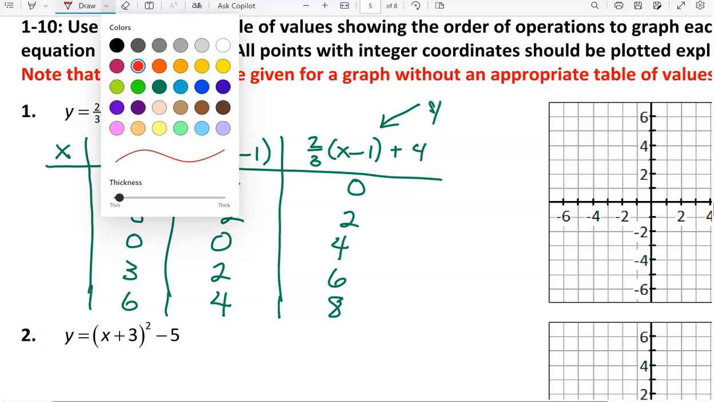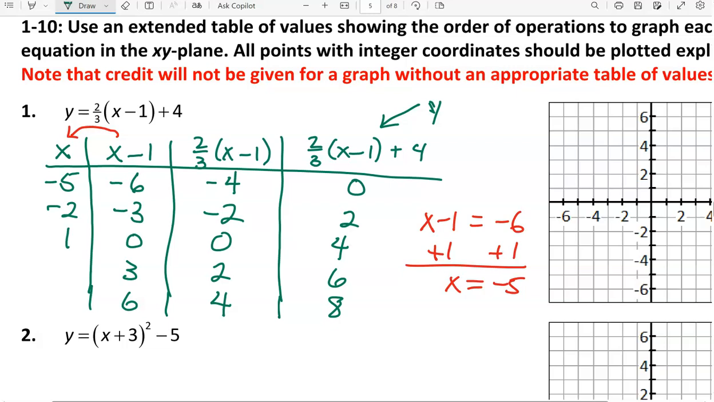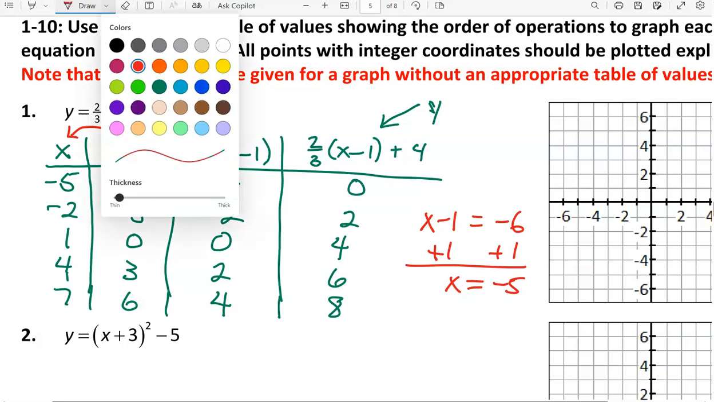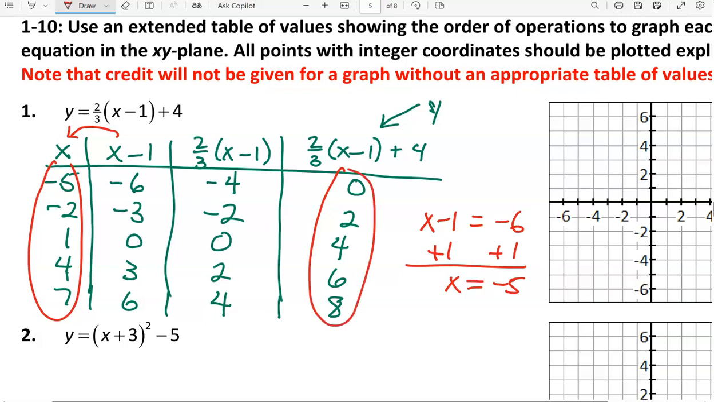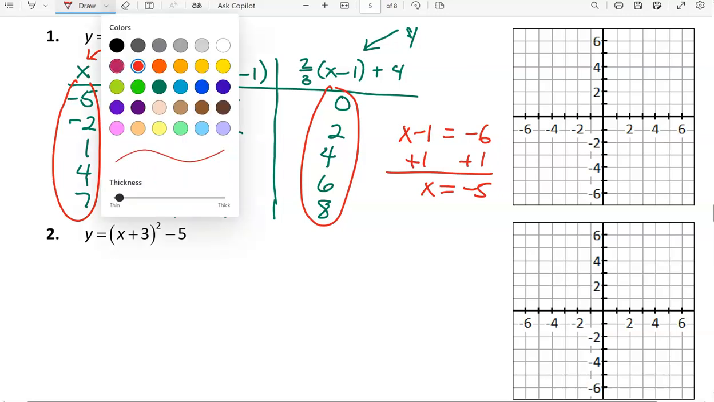Now we have to do the task of working backwards from x minus 1 to x. So for instance, if x minus 1 is equal to -6, I can add 1 to both sides of the equation to get x equal to -5. So in order to move from the x minus 1 column to the x column, I need to add 1. Add 1 to -3, add 1 to 0, add 1 to 3, and add 1 to 6. When I'm done with my table of values, these are my x values and these are the corresponding y values, which I can now graph on the grid to the right.